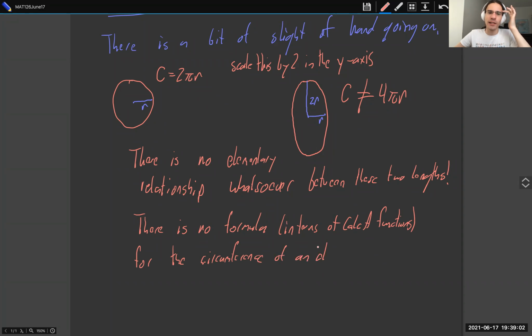Is ellipse spelled with 2 L's or 1 L? I think maybe it's 2.